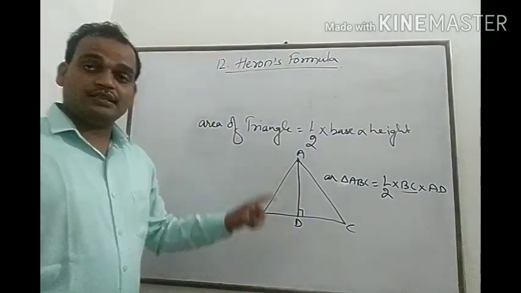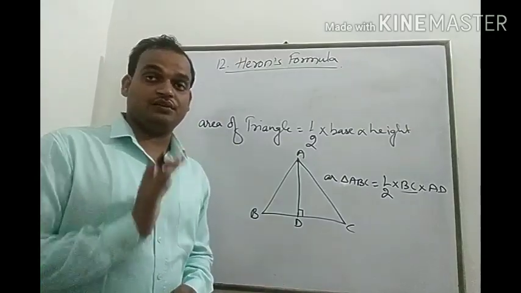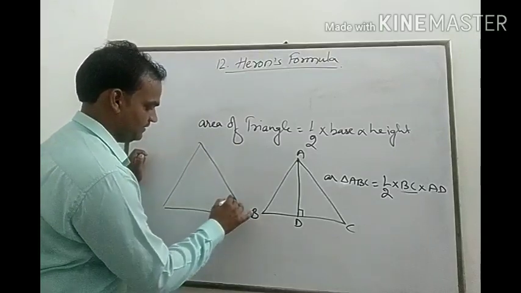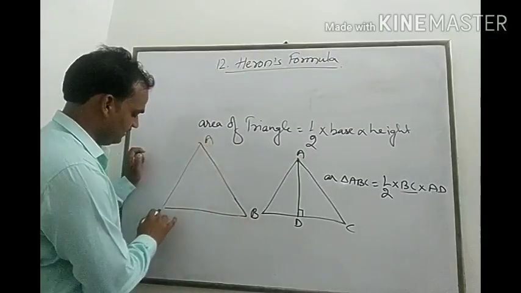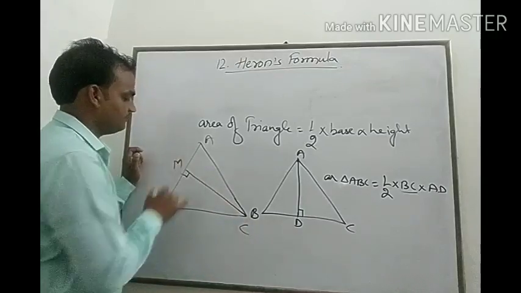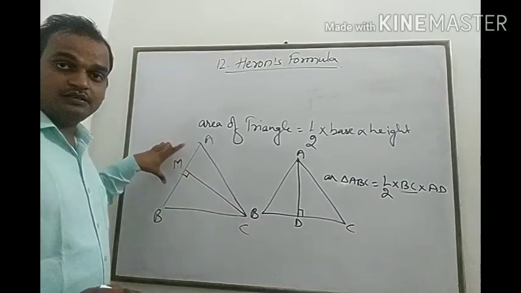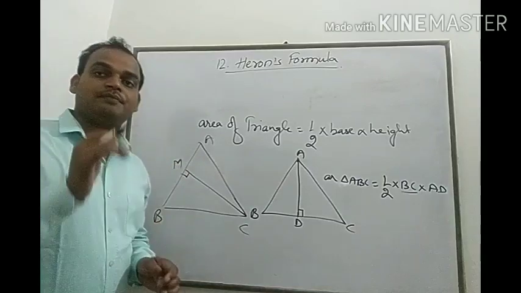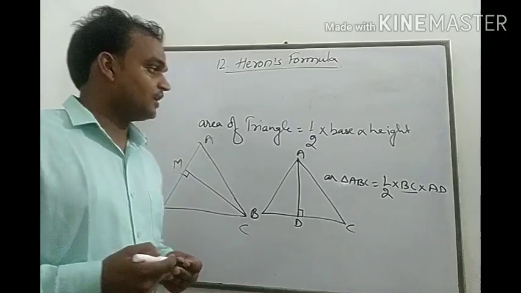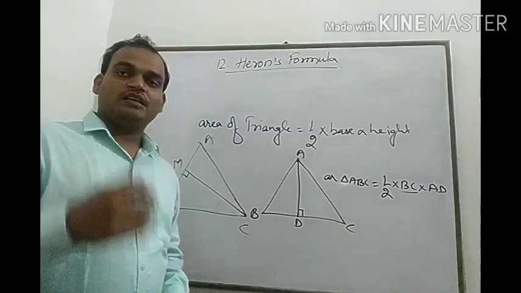We know that the base is always the side on which the perpendicular is given. Like if this is the same triangle ABC, and we are given the perpendicular CM, then our height will be CM and our base will be AB. The side on which the perpendicular is drawn is taken as base. Okay, so this is the old formula which we have used till now.